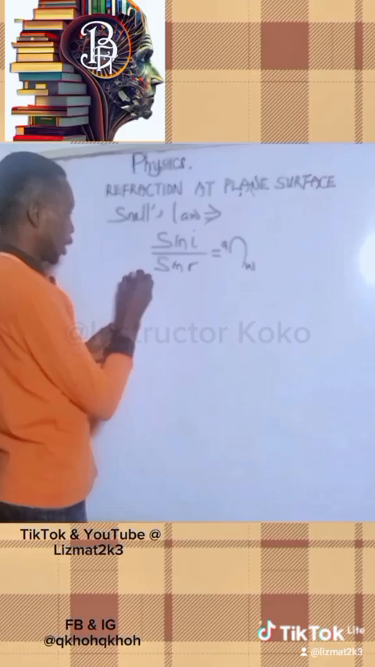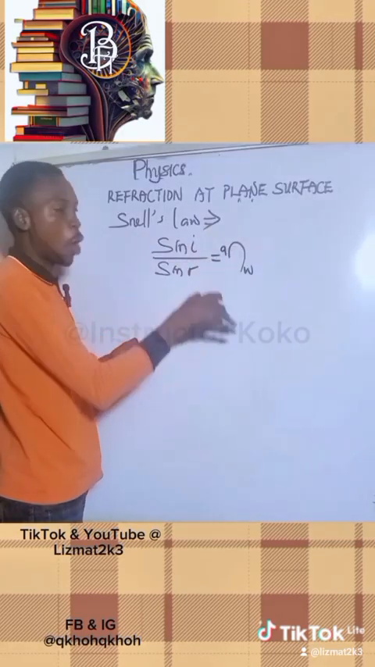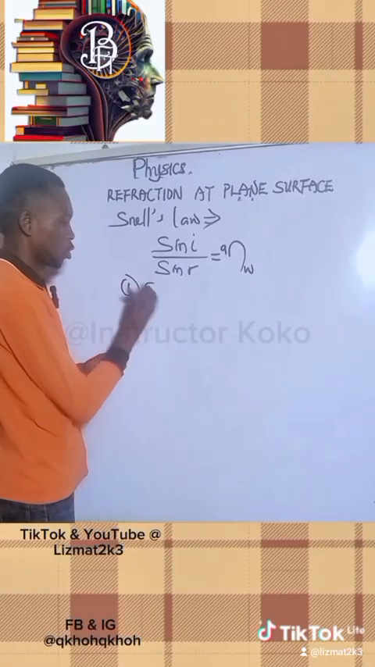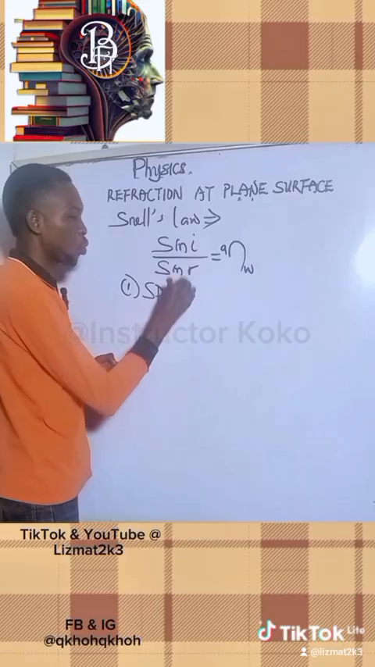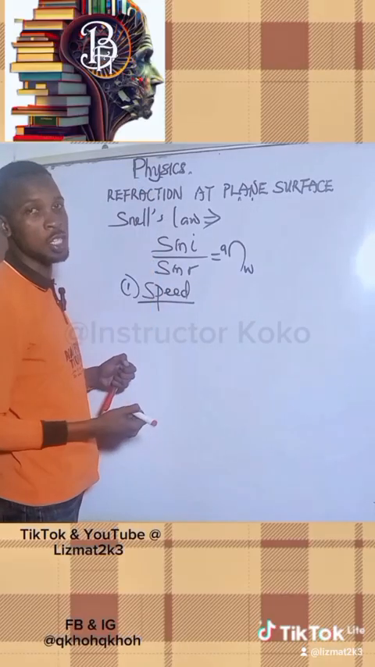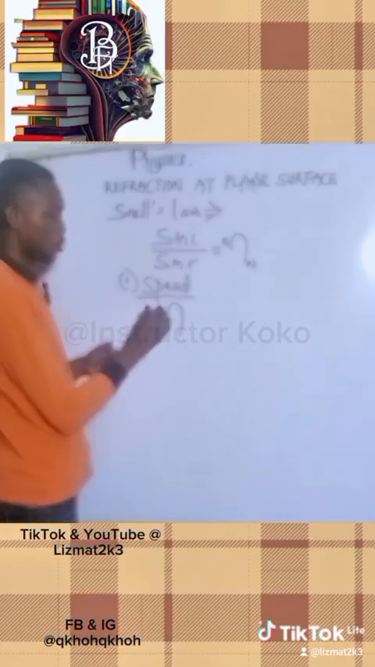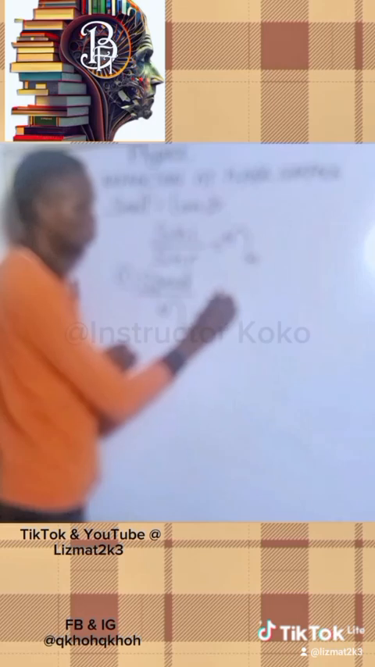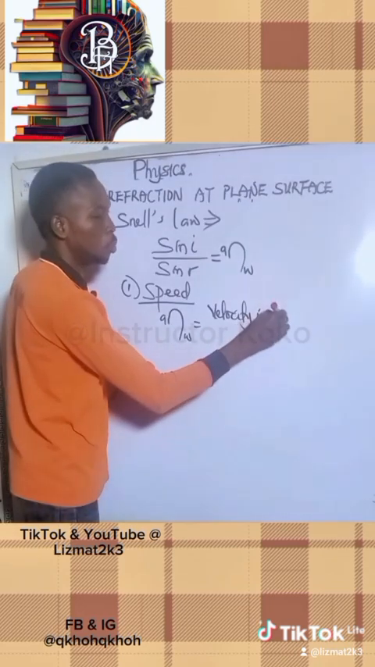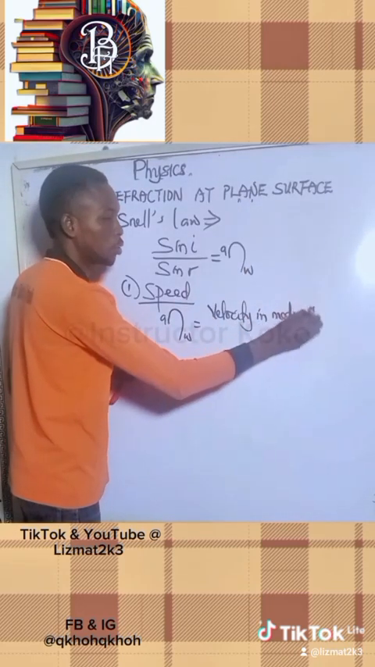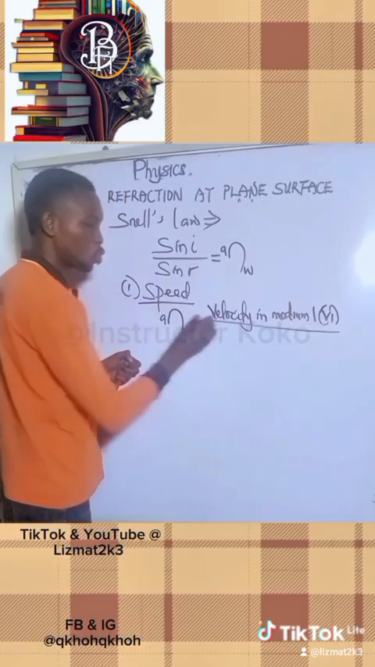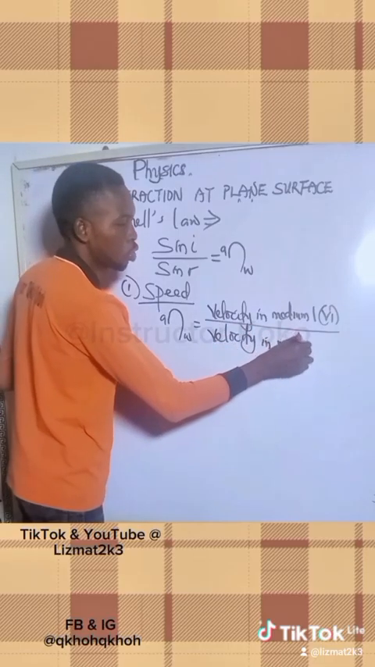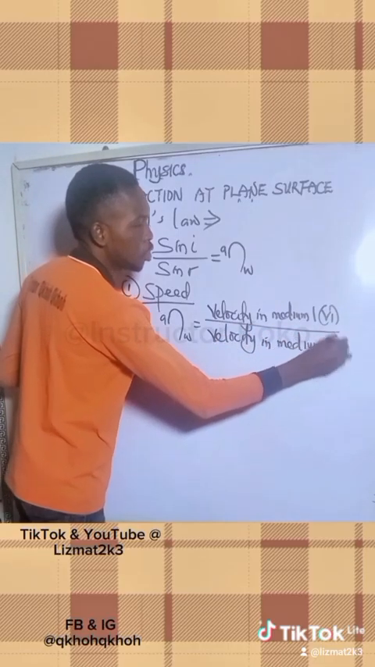So now, the refractive index in the two media can be related to the speed. I want to relate this refractive index with the speed, because there must be a change in speed. So the refractive index is equal to the ratio of the velocity in medium one, that is V1, to the velocity in medium two, and that is V2.